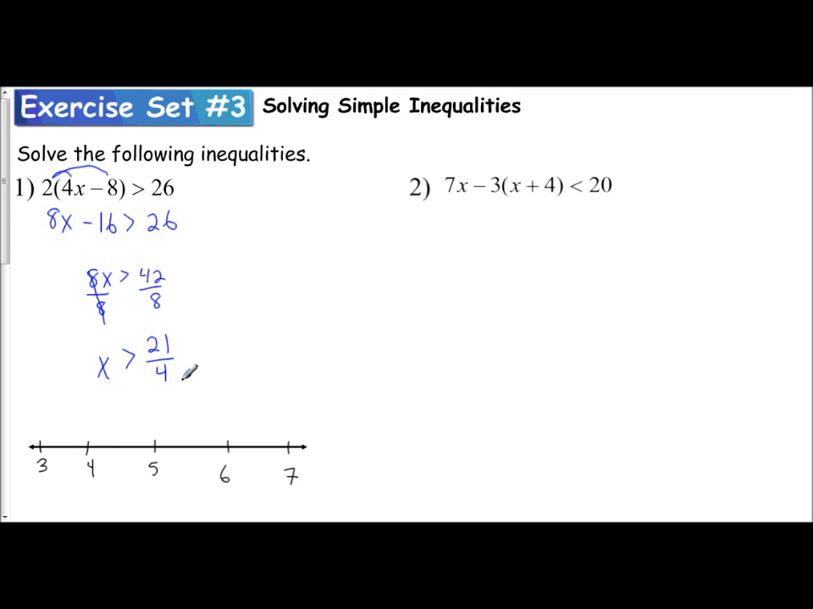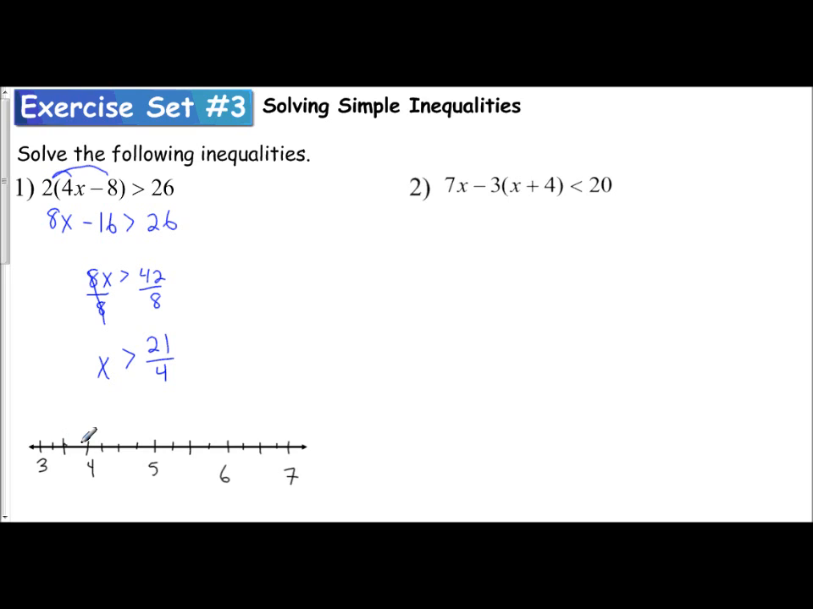Now 21 fourths is 1/4 further away from 5. So what I'm going to do is cut this 5 to 6 interval in half, and then cut that in half. So I'm going to follow the pattern, half here and then halves, and that gives me fourths in between each number on the number line.